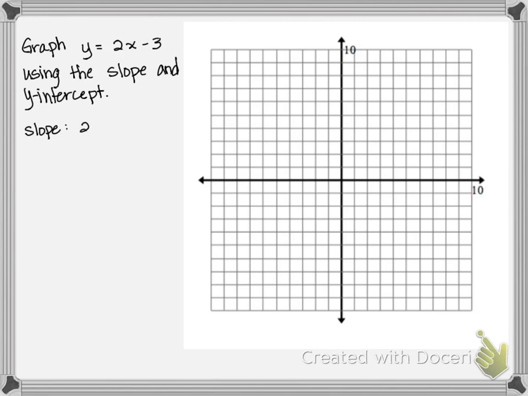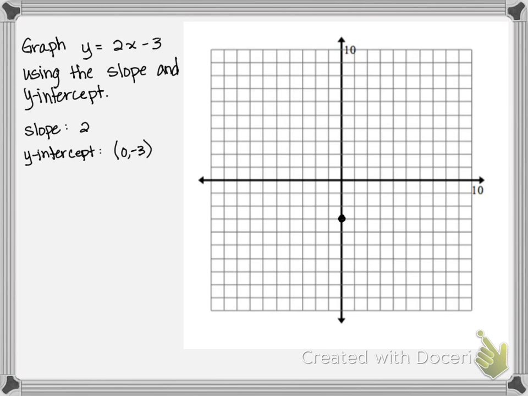2, good. And then our y-intercept is (0, -3). Again, that b, the constant term in the equation, tells us the y-coordinate of our y-intercept. And then the variable term tells us what our slope is. So in order to graph the line using this information, we're going to start at the point we know, which is our y-intercept, (0, -3), which is right here.